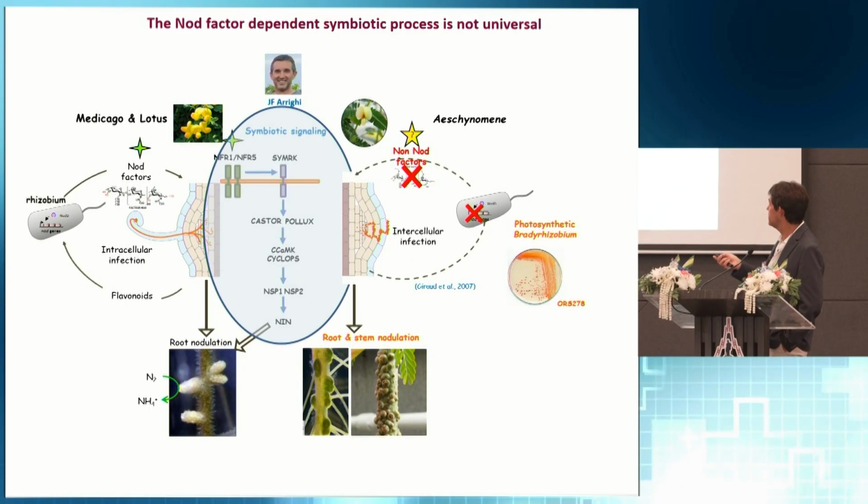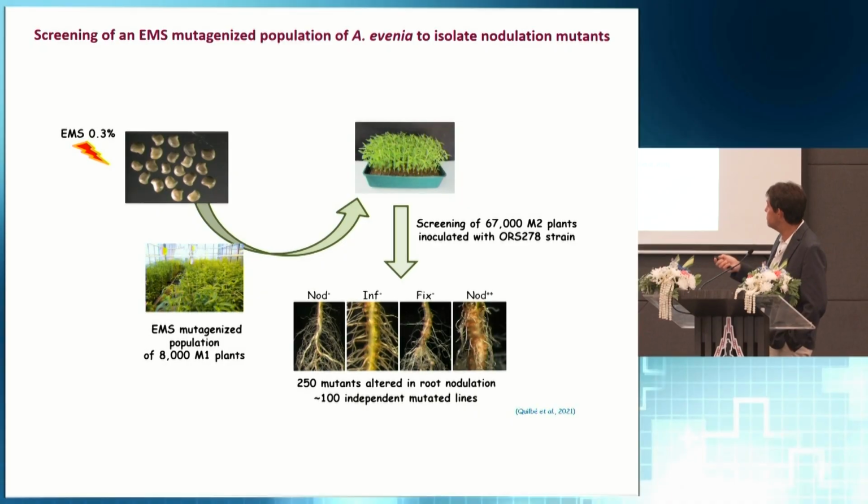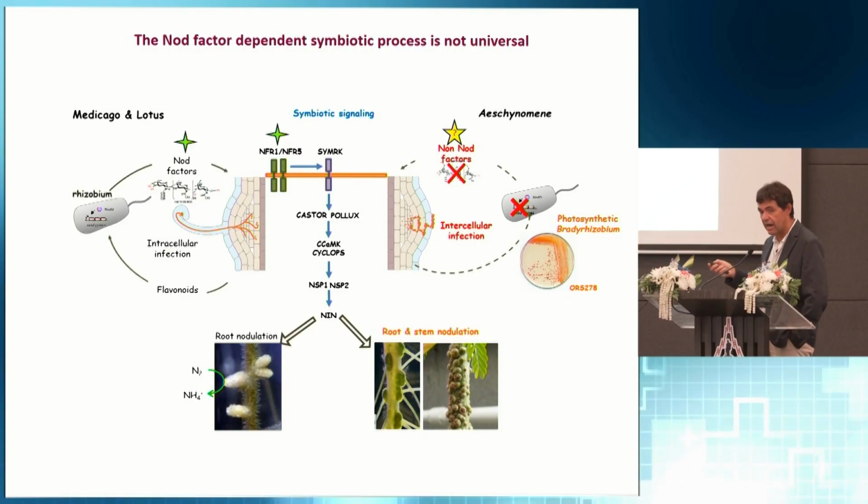But important progress has been made at the plant level by my colleague Jean-François Arrighi. The screening of an EMS mutagenesis population of Aeschynomene evenia has permitted the identification of several mutant lines altered in nodulation. And the identification of the mutated loci in the Nod-minus mutant lines has shown that several determinants of the Nod factor signaling pathway, here in green, are also recruited during these symbiotic processes, but not, as we could expect, the Nod factor receptor.